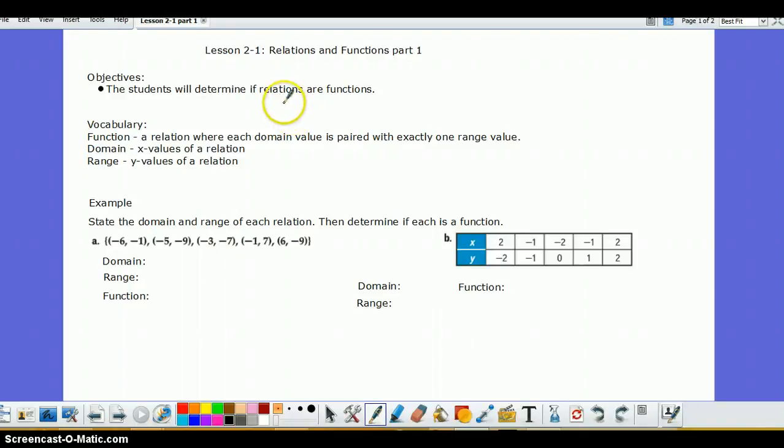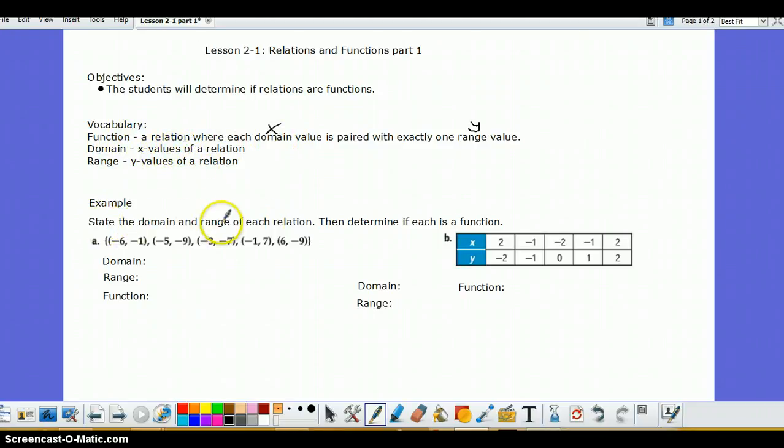Alright, in this lesson we're going to be reviewing determining if relations are functions. So vocabulary, these are words you guys should know. A function is a relation where each domain value is paired with exactly one range value. So remember, that's x is paired with exactly one y value. If there's more than one y value for each x, it is not a function. The domain are the x values of a relation, the range are the y values of the relation.